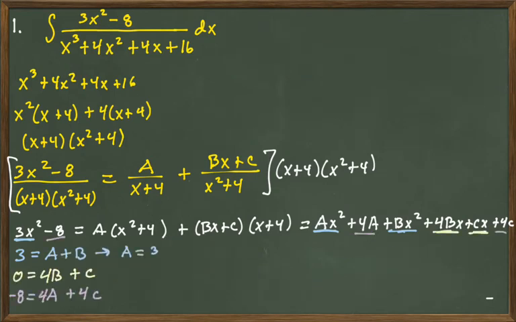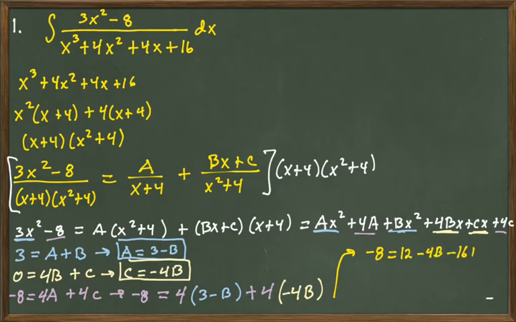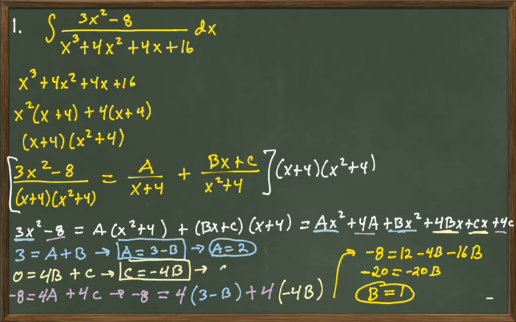All right, let's make those substitutions. So negative 8 is equal to 4 times a, and a was 3 minus b, plus 4c, and c was negative 4b. So we have negative 8 is equal to 12 minus 4b minus 16b. So negative 20 is equal to negative 20b. So this tells us that b is equal to 1. If b is equal to 1, then a is equal to 3 minus b, so a is equal to 3 minus 1, which is 2. And then c is equal to negative 4b, so c will be equal to negative 4.